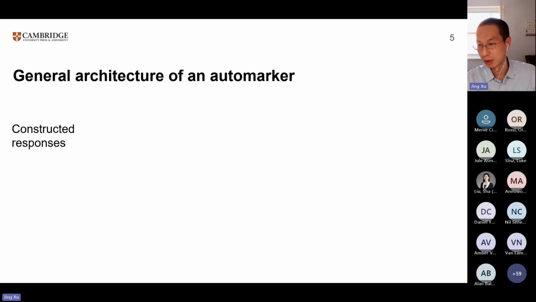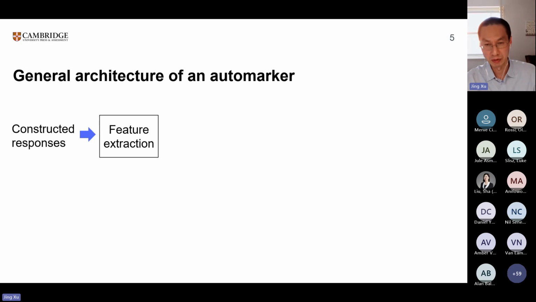How does the automarker look? What is the general architecture? So usually you send a constructed response, either in writing or speaking. There's a feature extraction process to extract construct-relevant features. For example, speaking can have speech rate, number of disfluencies, and also features from ASR, automated speech recognition, how confident ASR is, and also lexical diversity, complexity, etc. So these are all features that can inform the scoring model.